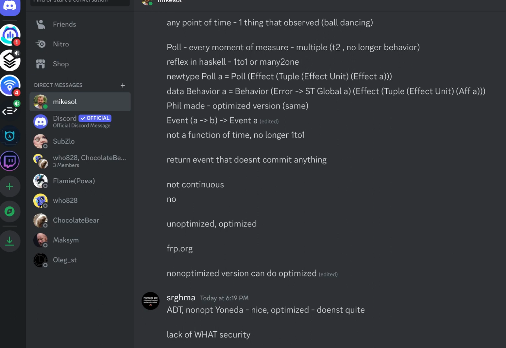And you said the phrase non-optimized version has a lack of security, right? No, I didn't quite say lack of security. It's just the unoptimized version is slow. That's its issue.